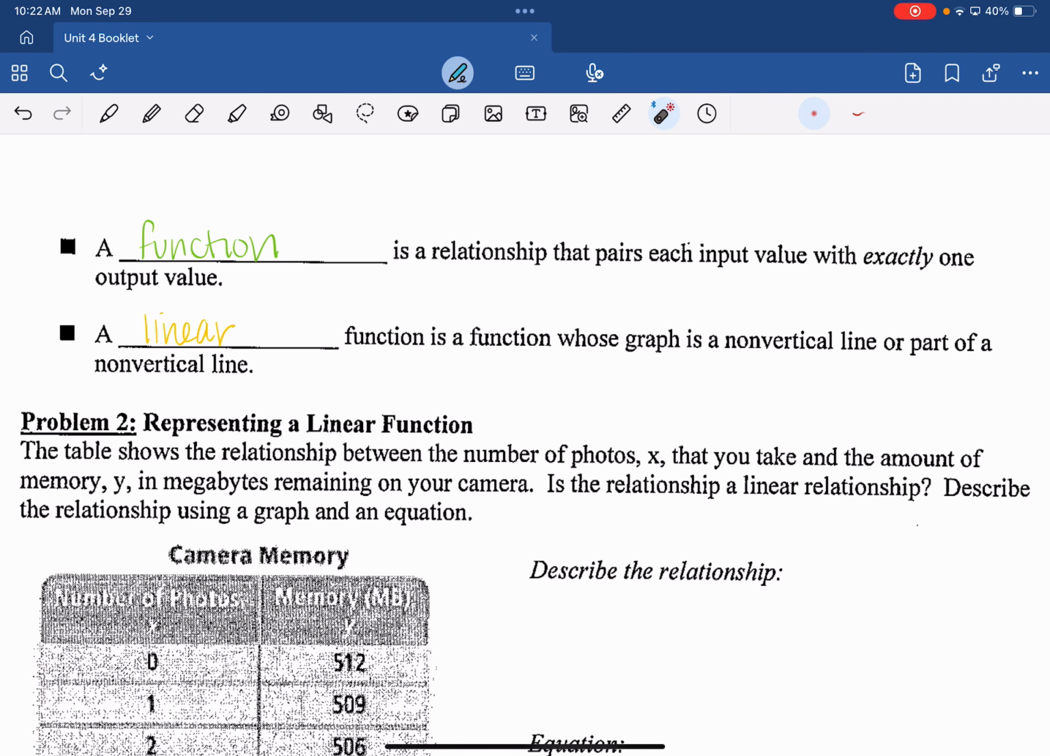Like I said, we're going to be focusing on functions later this week, so put a little star by that. We'll hit that later on. We'll really spend a whole day talking about what it means to be a function and not a function. Today, we're going to focus on linear functions, okay? Linear functions are functions whose graph is a non-vertical line or part of a non-vertical line, okay?